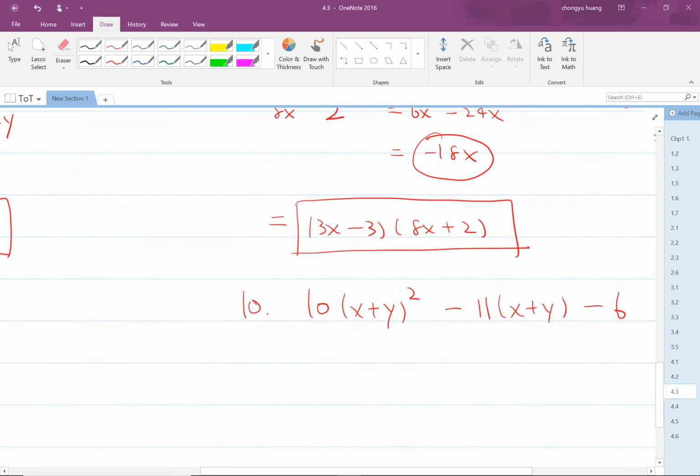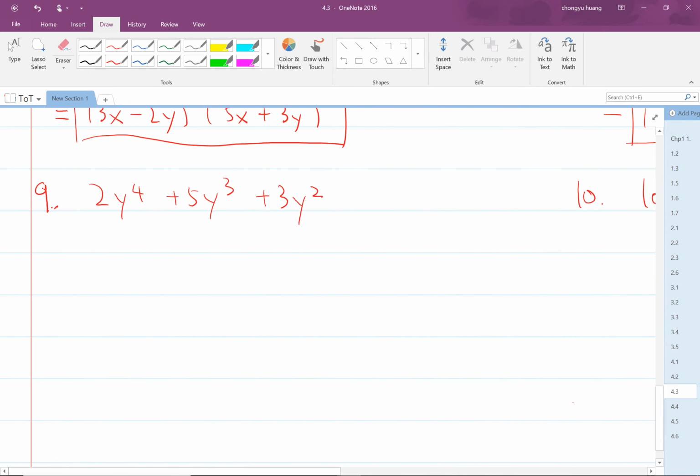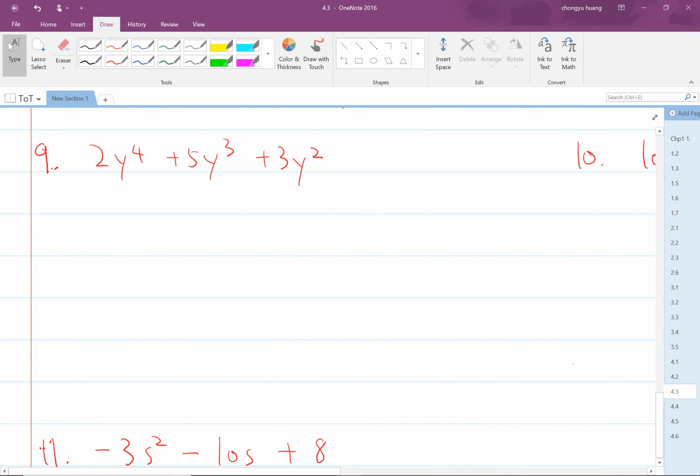Okay, so let's move to question 9. When you look at it, you find you have a y to the power 4, and then a y to the power 3, and then a y to the power 2. So you definitely know we can factor out y to the power 2, right? And then it becomes 2y squared plus 5y, and then plus 3.